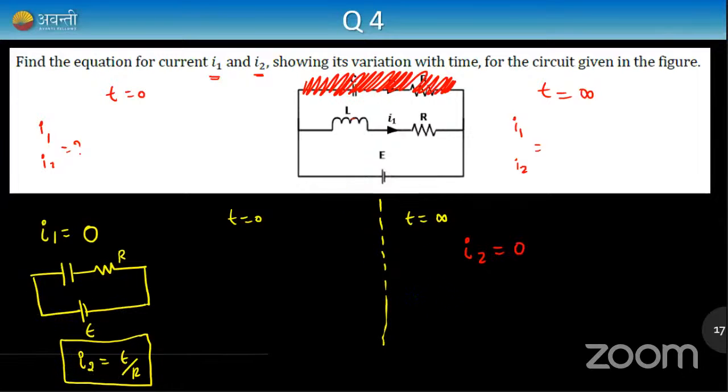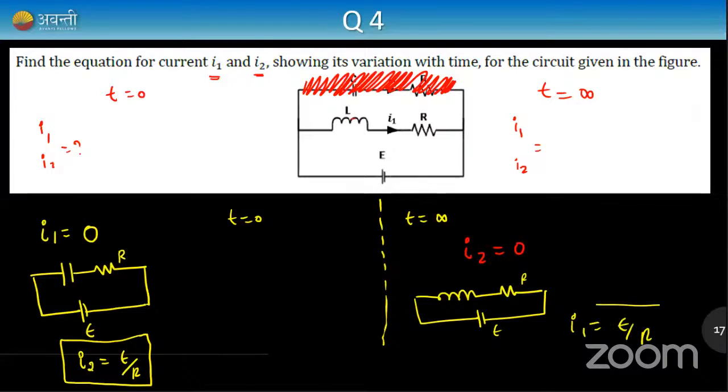So let me write the remaining circuit now. There is an inductor, there is a resistor, and there is an EMF. So the total resistance of the circuit is R. The total EMF of the circuit is E. Therefore, I1 is equal to E by R. Okay, so they're exchanging. Initially, there was current in the capacitor. Now the current is in the inductor. Initially, there was no current inside the inductor. Finally, there is no current in the capacitor.